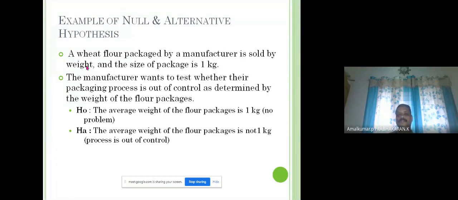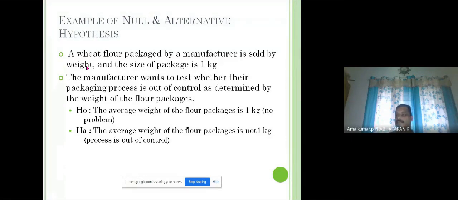He thinks that the present packaging system is out of control. That is why he wants to test the present situation, whether it is out of control or in control. Based on that, the manufacturer developed two sets of hypotheses, the statistical hypothesis. Every statistical hypothesis has two parts. The first part is the null hypothesis.